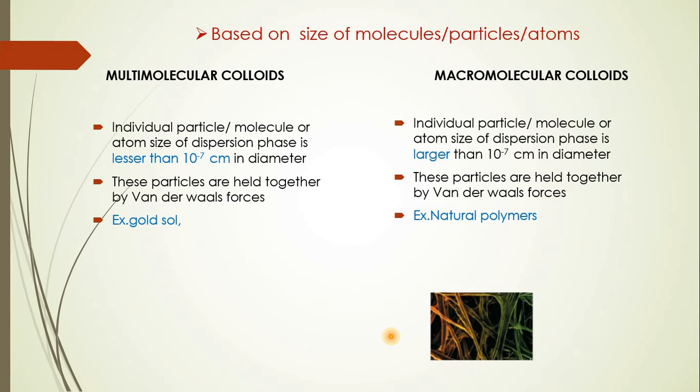Next, the third way of classification of colloids is based on observing the size of the molecule, particle or atom of the dispersion phase. Depending on that, we can classify them as multimolecular colloids or macromolecular colloids. Multimolecular colloids are those where the individual particle or atom size of the dispersion phase is less than 10 raised to minus 7 centimeters in diameter.